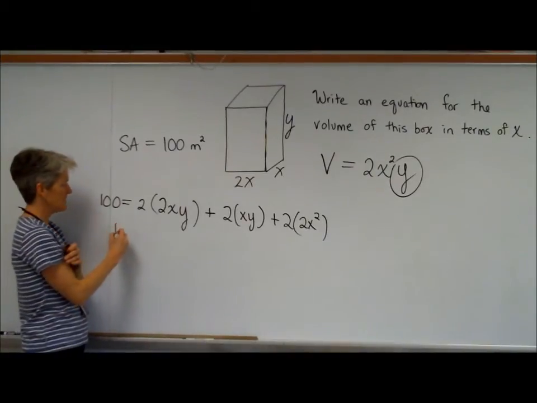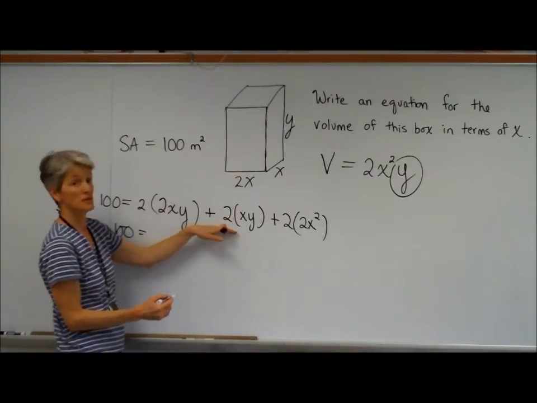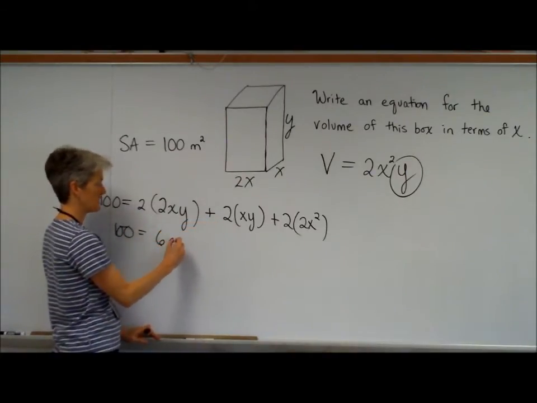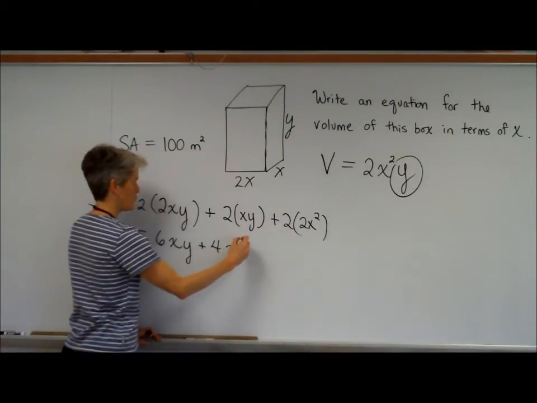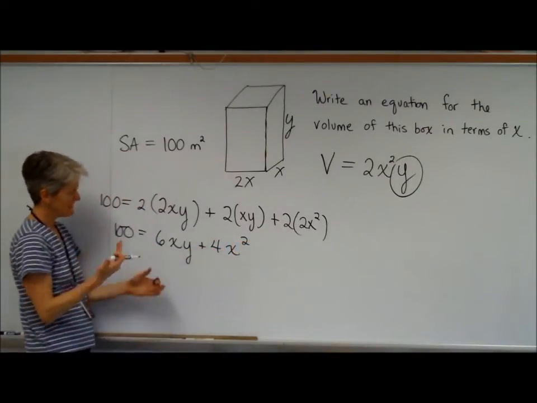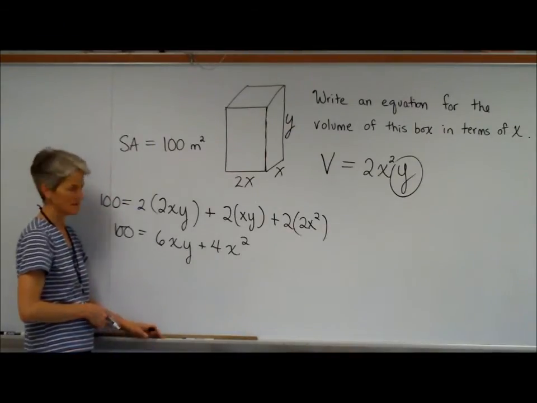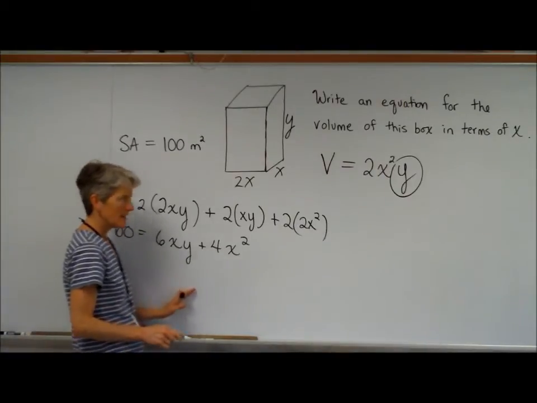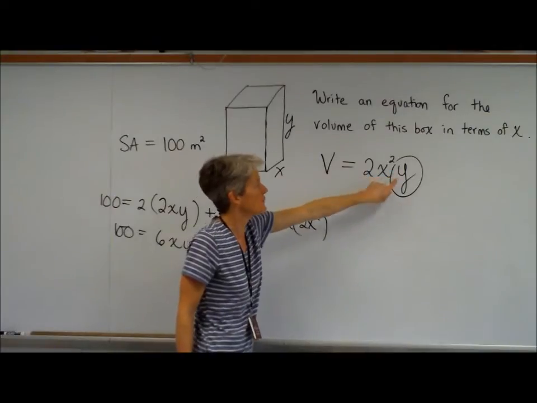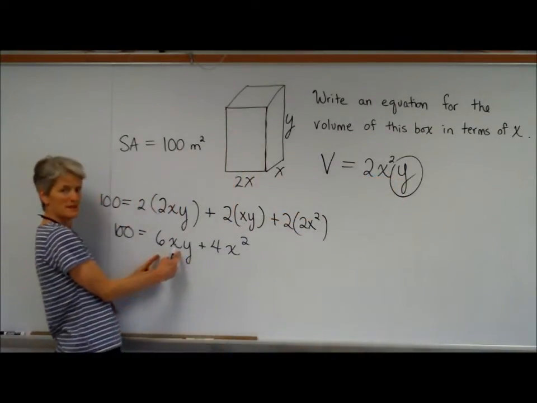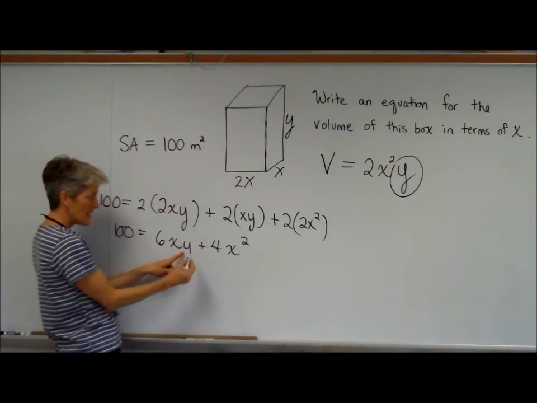All right, let's just clean this up a little bit. This is 4xy plus another 2xy, that's 6xy, plus 4x squared. So that's the exact same equation that you got in the last problem, except this time you know the surface area. Got it. I want an expression that I can use to substitute in for y there. So I basically want to solve for y here. I'm just going to do a little algebra to get y by itself.